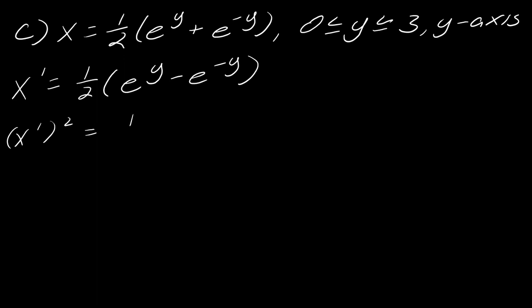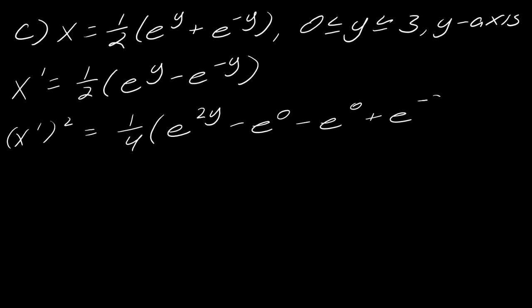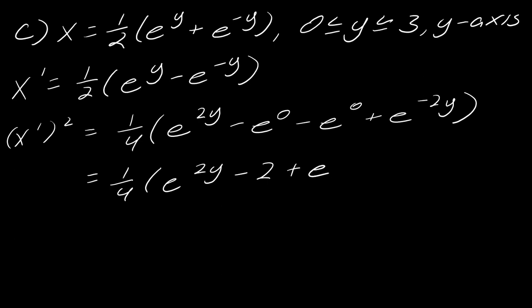If I square that, that's going to give me 1/4. Okay, and so then on the inside here, I need to FOIL this out, so I need to square this. This becomes e to the 2y minus e to the 0 minus e to the 0 plus e to the negative 2y. And so that all equals 1/4 (e to the 2y minus 2 plus e to the negative 2y).